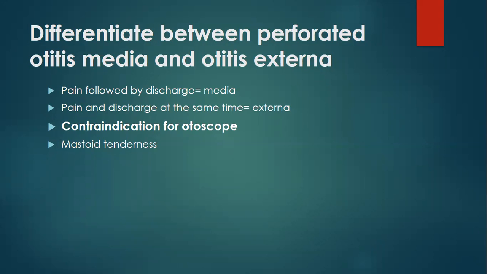Now, the second thing is contraindication. If there is a mastoid tenderness, it's a clear-cut contraindication. You don't do otoscopic examination. You need to refer the patient out for the ENT consultation and do some measures about it, because mastoiditis is a referral criteria in primary health care.